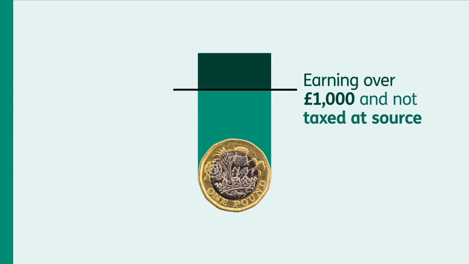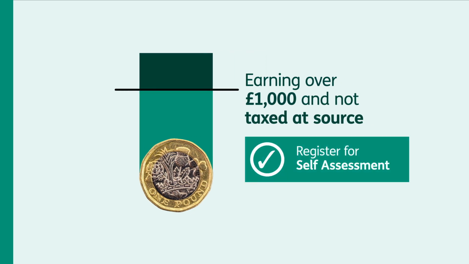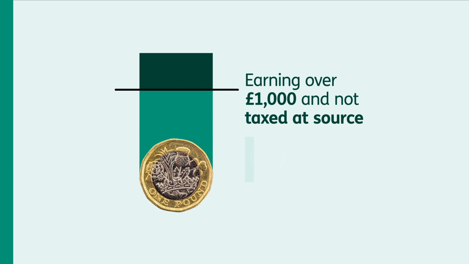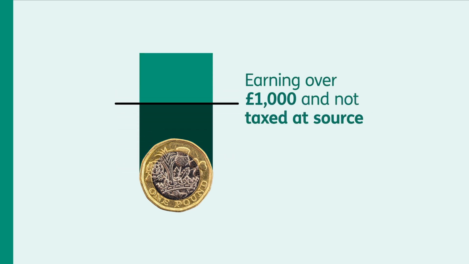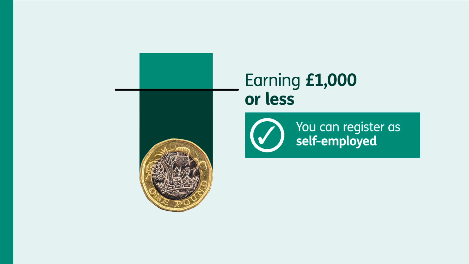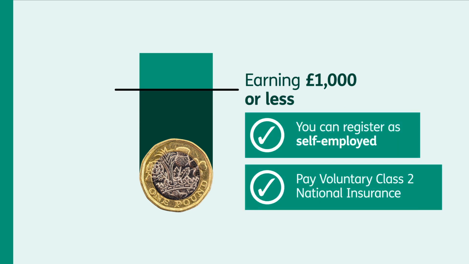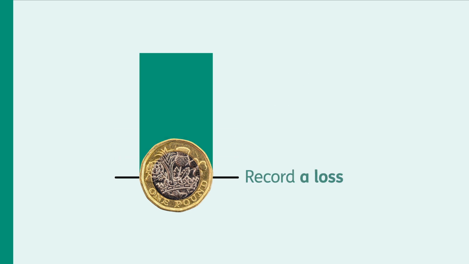The important bit is that however you earn money, if it's over £1,000 and isn't taxed at source, you'll need to register for self-assessment and complete a tax return. And if you want to, you can register as self-employed even if your income is £1,000 or less. Then you can pay voluntary Class 2 national insurance or record any loss.